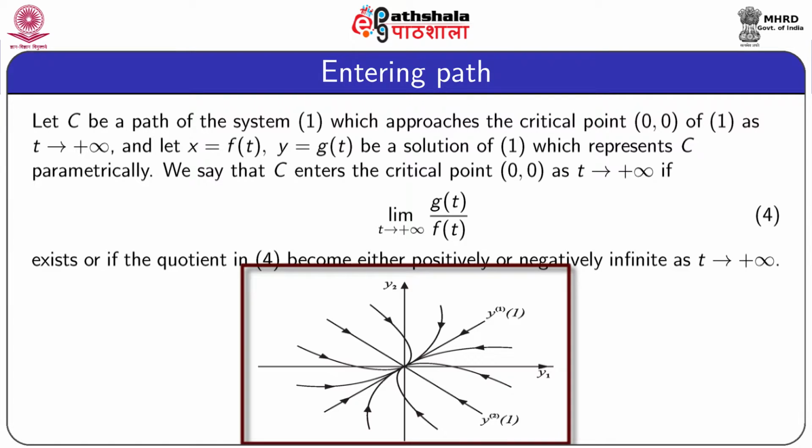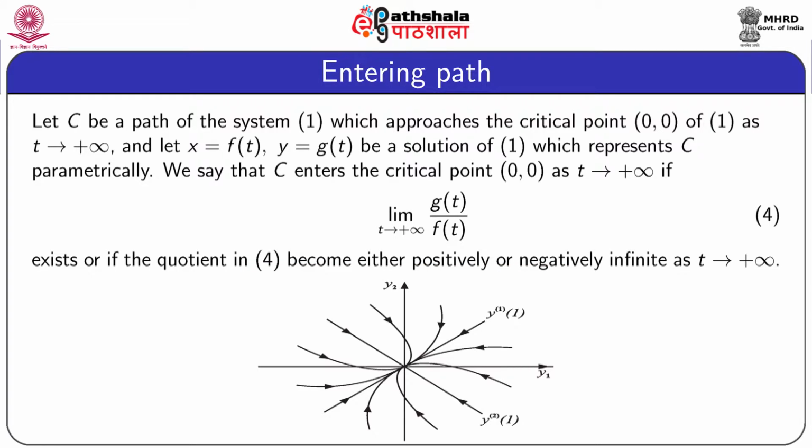So, consider the figure. You will see that all these paths are approaching the point (0, 0) and ultimately passing through the point, which we say means they are actually entering the point (0, 0). So, basically the difference between the approaching path and the entering path is that in an approaching path, the path will be in the neighborhood of that point (0, 0), whereas in the entering path, the path will actually enter that point (0, 0).